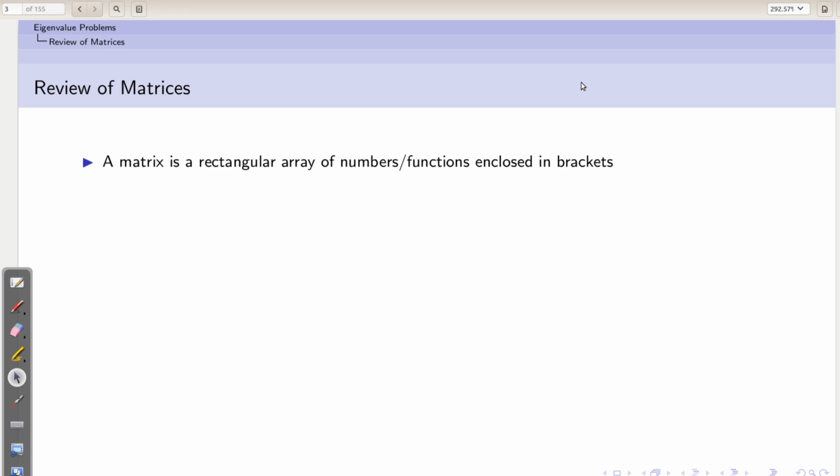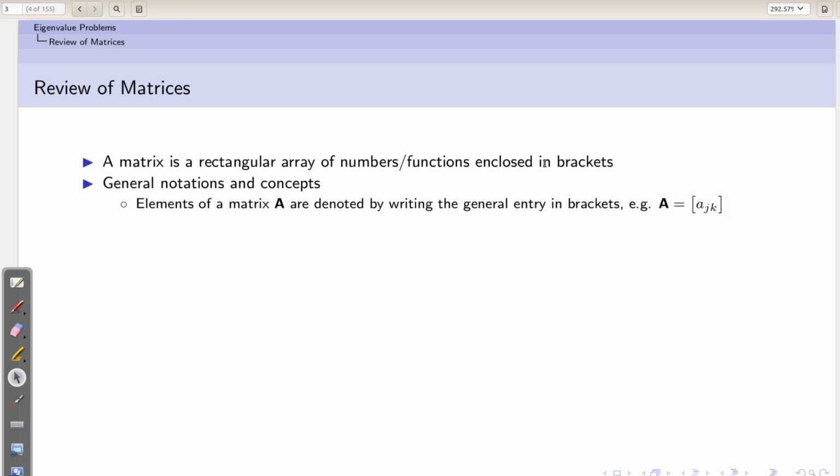So what is a matrix? A matrix is a rectangular array of numbers or functions which are enclosed in brackets. So we all know what this is. Some general concepts and notations that we'll use: the elements of a matrix are denoted in general by writing a general entry inside brackets. So if I have a matrix A, then any element of the matrix is given as A_jk.